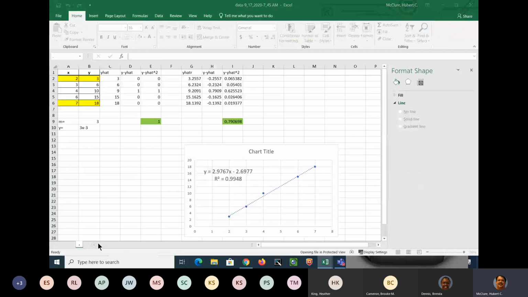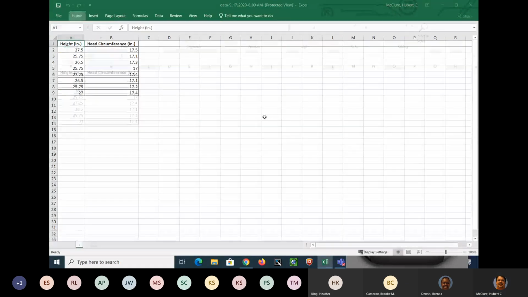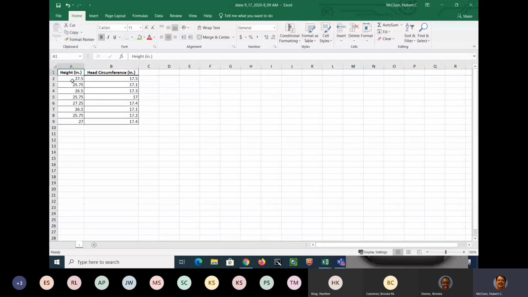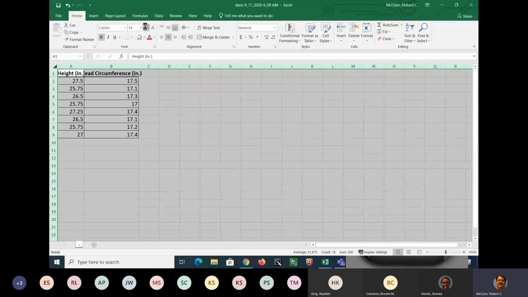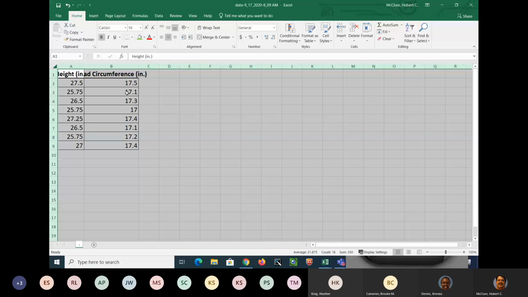And there is that's the data. I'm going to make it a little bit bigger for you and center it and open this up a little bit.